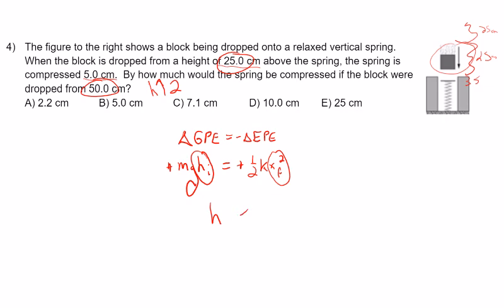So height is going to be directly related to compression squared, or in other words, the square root of the height is directly related to the compression. This is probably a better way of looking at it. So I'm switching over from an equal sign to a proportionality idea. So if I think about it this way, my height is going to increase by a factor of 2. The compression is going to increase because it's a direct relationship, so that instantly will cancel out A and B, because if you drop it from higher, it should compress it more.